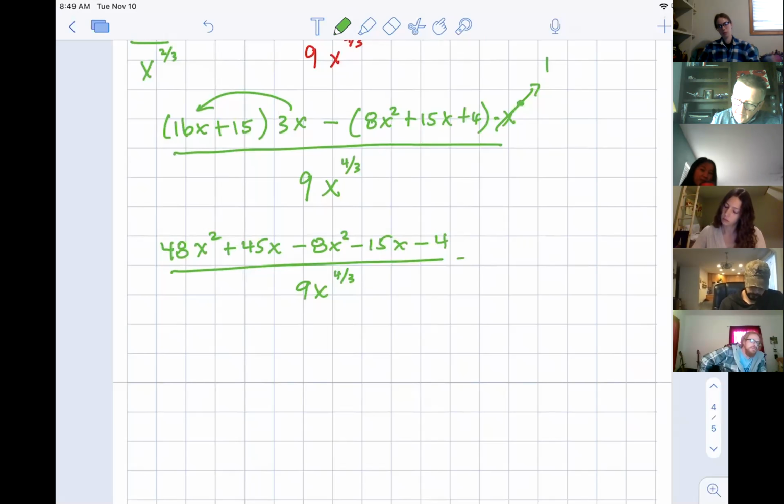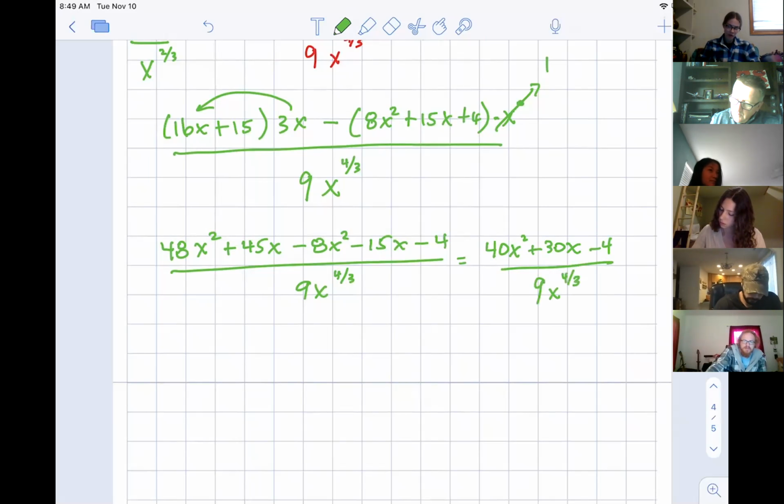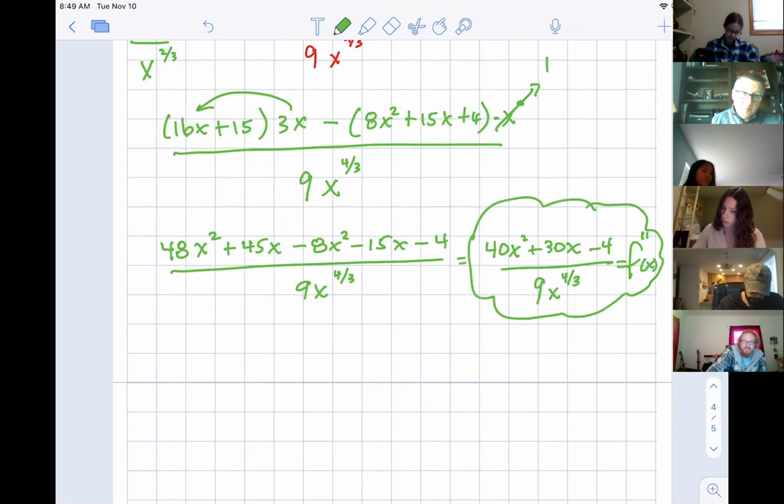And so finally I can say, well, all right, 48x squared minus 8x squared is 40x squared. 45x minus 15x is positive 30x. And then I got a minus 4 that comes along for the ride. And so that's my second derivative. So I just kind of want to highlight that. That's the nicest form of my second derivative.